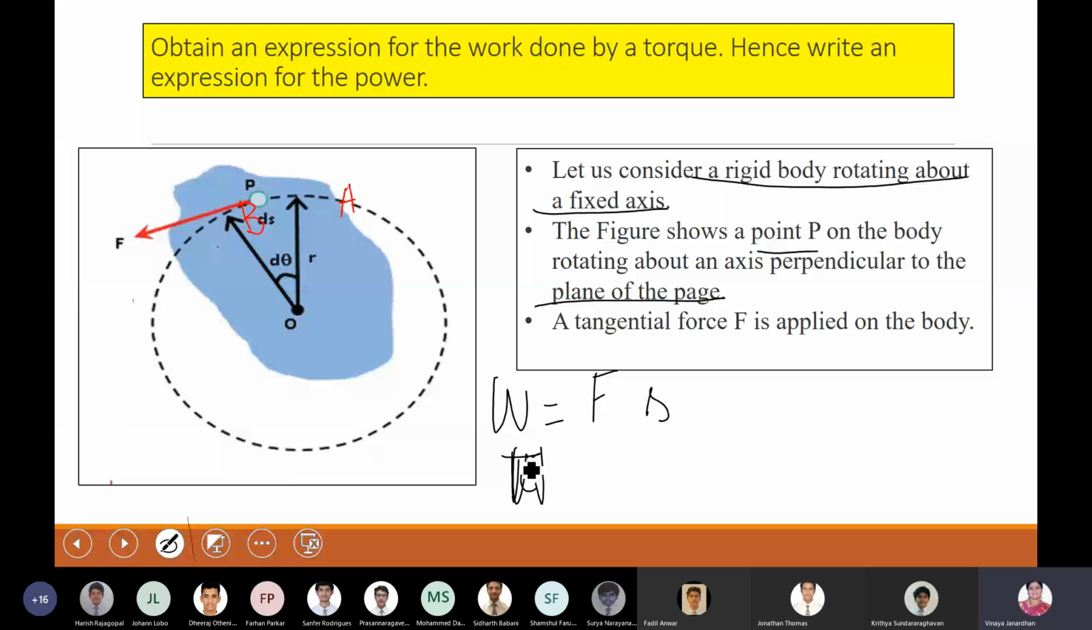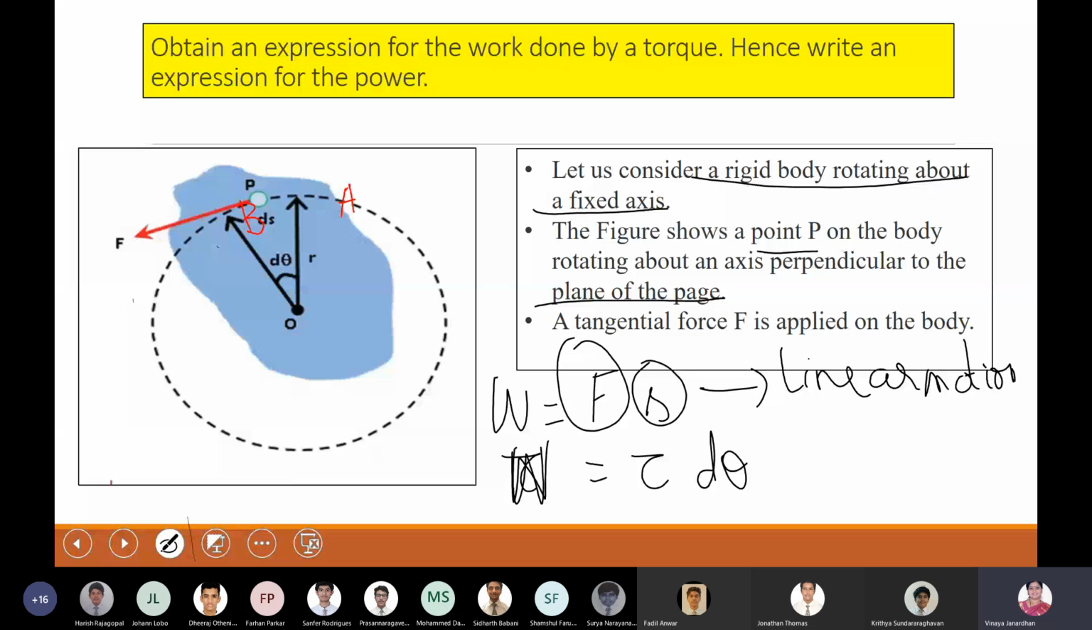Sorry. Here, it's rotational motion. What will be the work done? Torque into d theta, because you have to correlate. This is linear motion, where the force is F and the displacement is linear displacement. This is rotational motion. In rotational motion, instead of force, you have torque. Torque into what should be there? The displacement. Sorry, the displacement should not be linear displacement. Angular displacement.